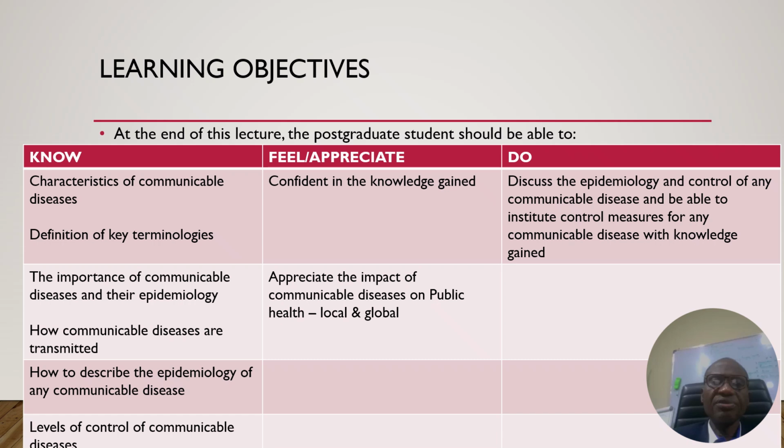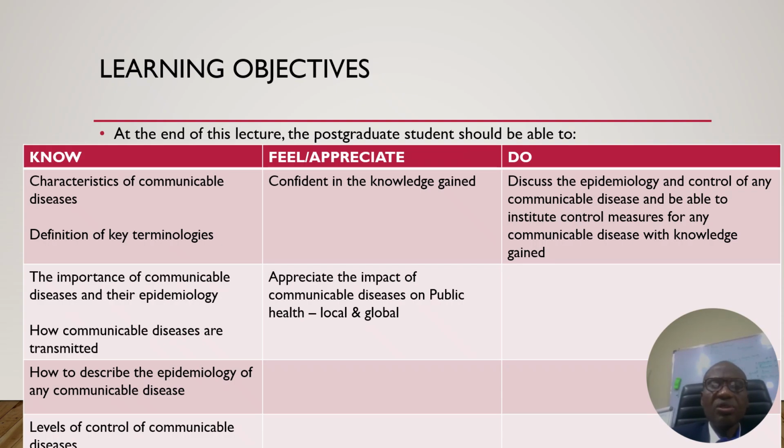The learning objectives for this course are as follows. The student should be able to know the characteristics of communicable diseases, define key terms, and also know about the importance of communicable disease and the epidemiology, and know how to describe the epidemiology of any communicable disease. And then know the levels of control of communicable diseases.